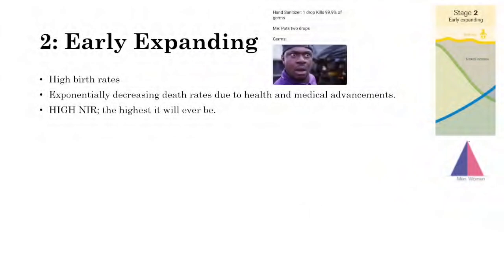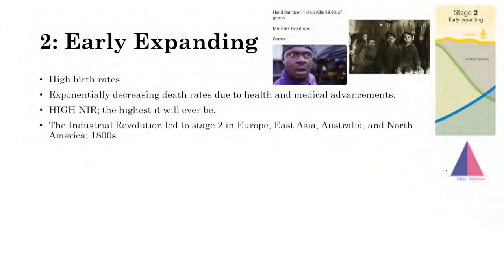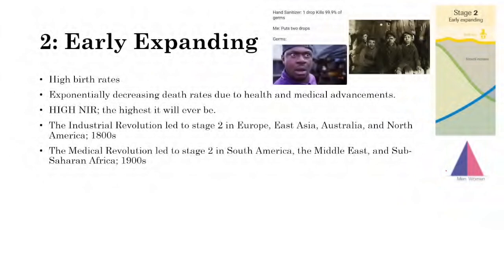So look at this population pyramid. We're seeing a lot of population growth here. The Industrial Revolution led to countries entering stage 2 in Europe, North America, Australia, and East Asia, particularly China. The medical revolution occurred in the 20th century, and this led to countries in South America, the Middle East, and Sub-Saharan Africa, essentially the rest of the world, to enter stage 2. Life expectancy increases as the infant mortality rate and the maternal mortality rate drop. So as fewer people die, more people are going to be living longer, so the life expectancy will increase.